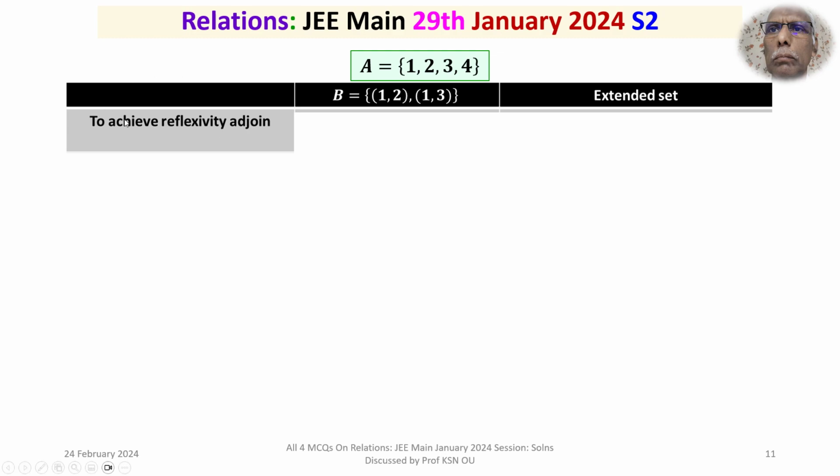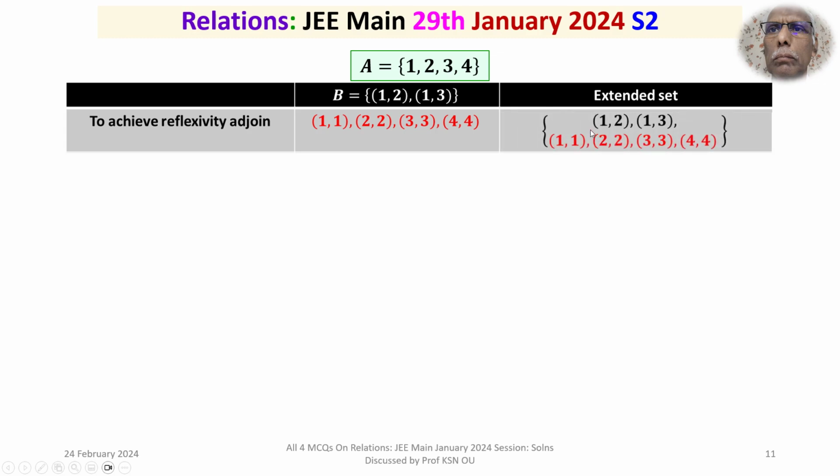So first, we want to achieve reflexivity. To do so, we adjoin the ordered pairs (1, 1), (2, 2), (3, 3), (4, 4). So B, which already had 2 elements, is extended by these new 4 elements. Now let us see the extended set. Is it an equivalence relation? Reflexivity is achieved. But what about symmetry?